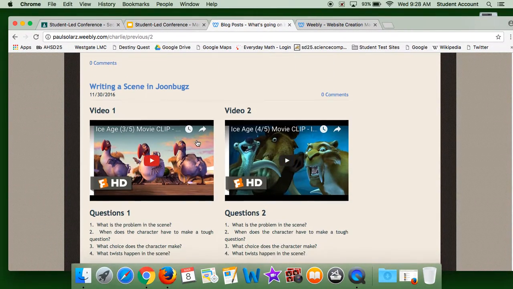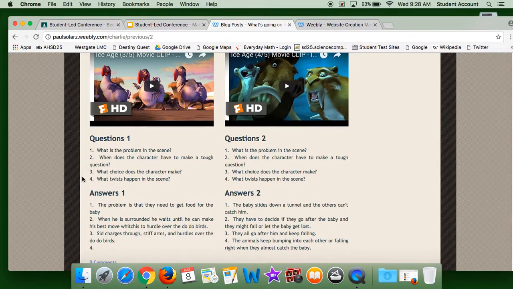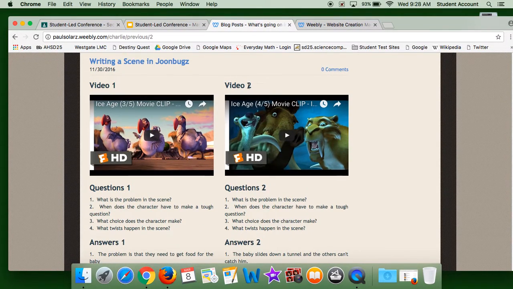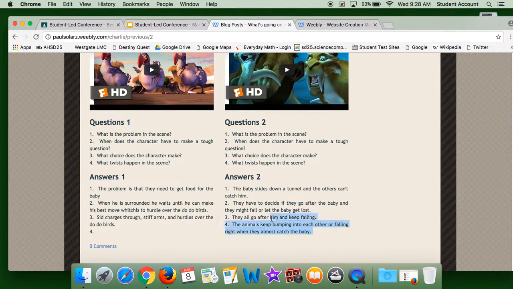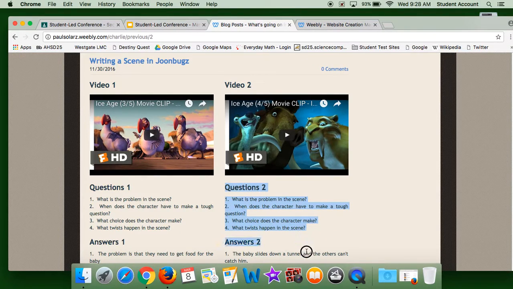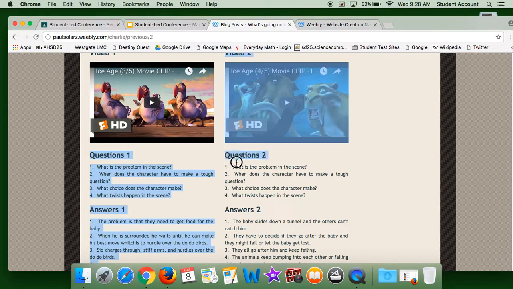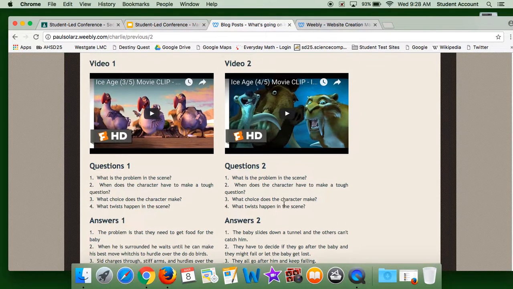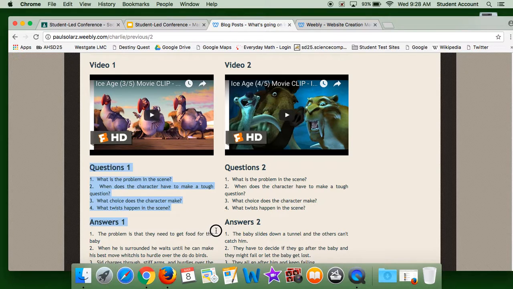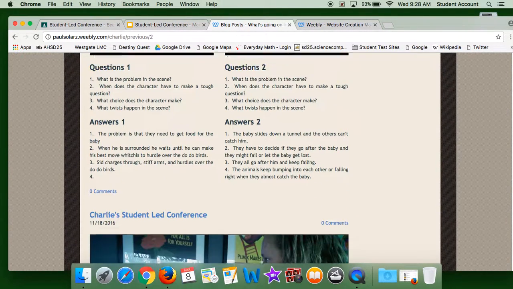And this is June, writing a scene in the other student conference. We watched these videos about Ice Age and answered the questions, and then we were basing our Junebug story kind of off different cartoon, kid movies or books, because that's kind of what it was about. Junebugs was about these Junebugs, and you wrote a story about them.